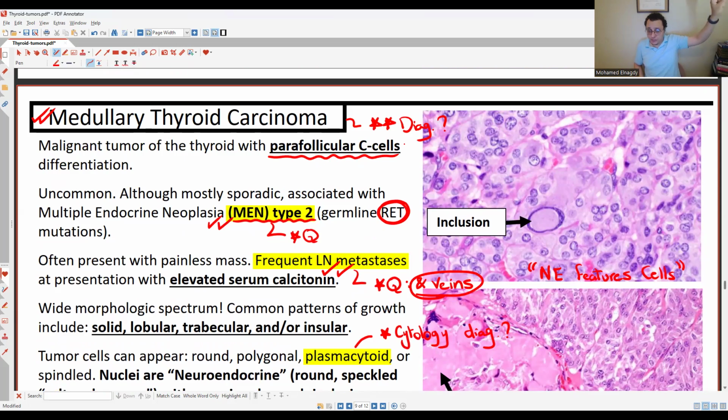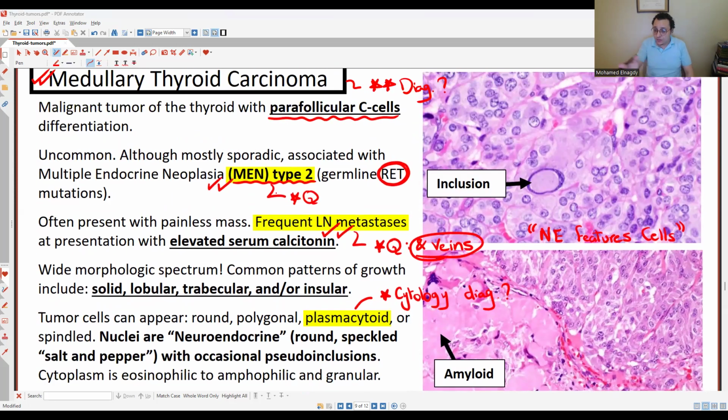The parafollicular cells or the C cells are actually coming from neural crest. Yes, that's a good one, Noor. It's good for the Step 1 and Step 2 CK exam, but not for the boards. Though parafollicular cells or C cells are coming from neural crest. For the medullary carcinoma, there are 2 criteria for microscopic diagnosis, the first being neuroendocrine features.